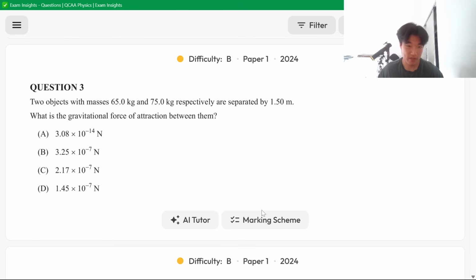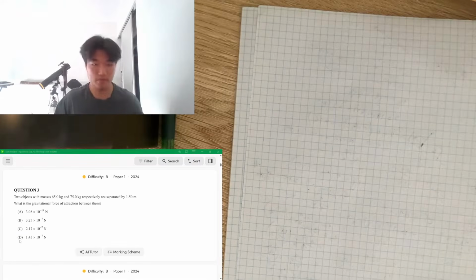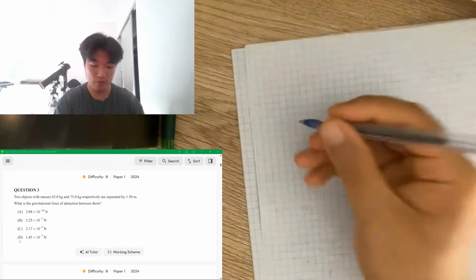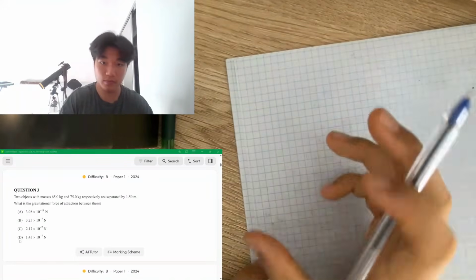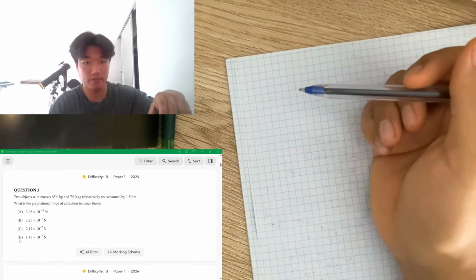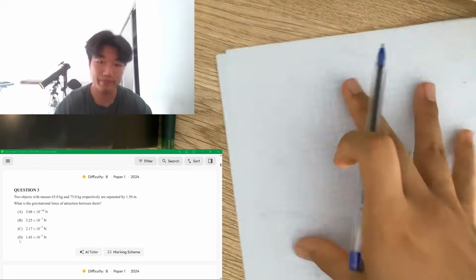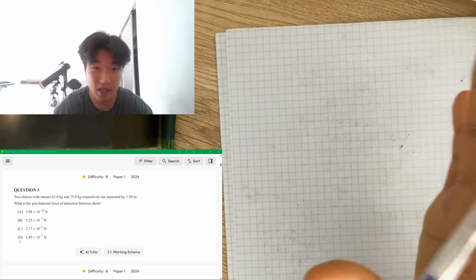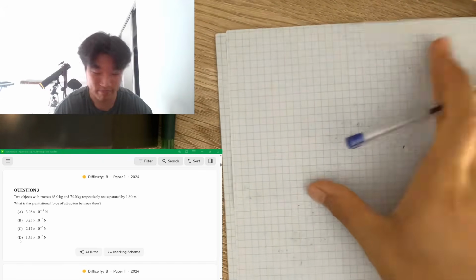Two objects with masses 65 and 75 kilos, respectively, are separated by 1.5 meters. What is the gravitational force of attraction between them? Okay, this is a part where we can use this. I've changed the application I'm using to record, so it might be better, hopefully.